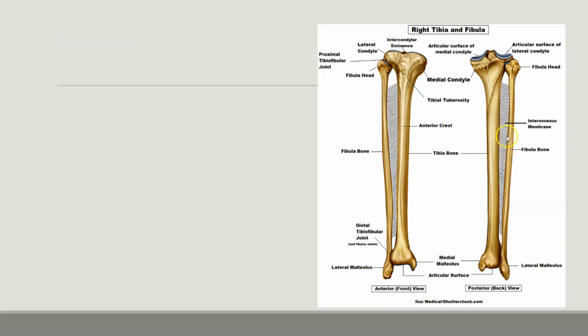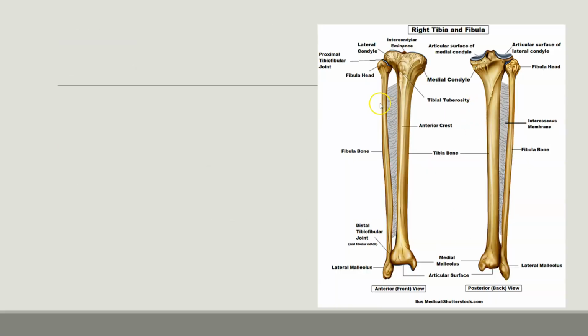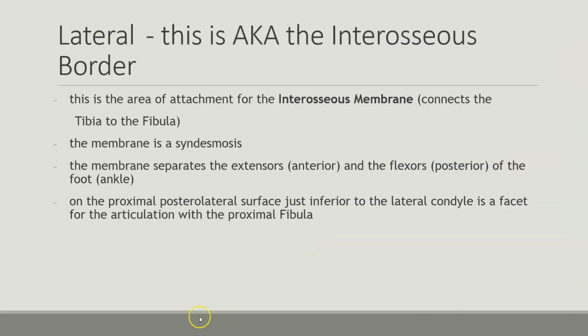We have to recognize that because the tibia lies medial, there is a space between the lateral aspect of the tibia and the medial aspect of the fibula. So we say here the lateral portion is the interosseous border, and this is the area for the attachment of the interosseous membrane. And of course, this connects the tibia to the fibula that you can see here in the diagram in gray from both views. And as I said earlier, this membrane is a syndesmosis, exactly the same as what we saw between the radius and the ulna in the forearm, okay?